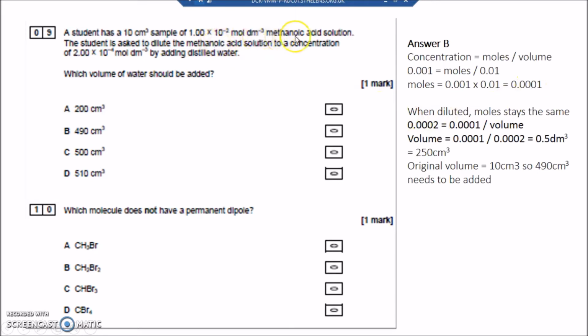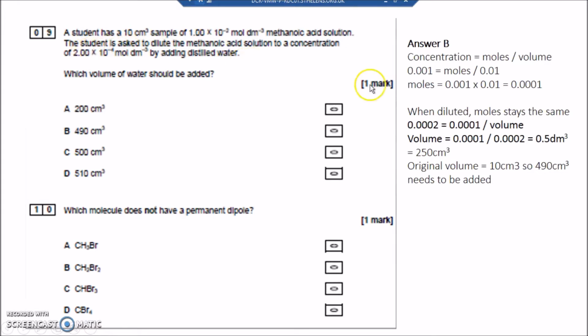Now then, I know the number of moles of methanoic acid in my solution. Let's have a look now at what's happening next. The student is asked to dilute the methanoic acid to a concentration. Right, we've got a new concentration. So the concentration has changed. We need to work out the new volume. However, all we've done is add water. We've not changed the amount of methanoic acid. There's no mention of adding more methanoic acid in there. The number of moles of methanoic acid has stayed the same at 0.0001. So when diluted, the number of moles stays the same.